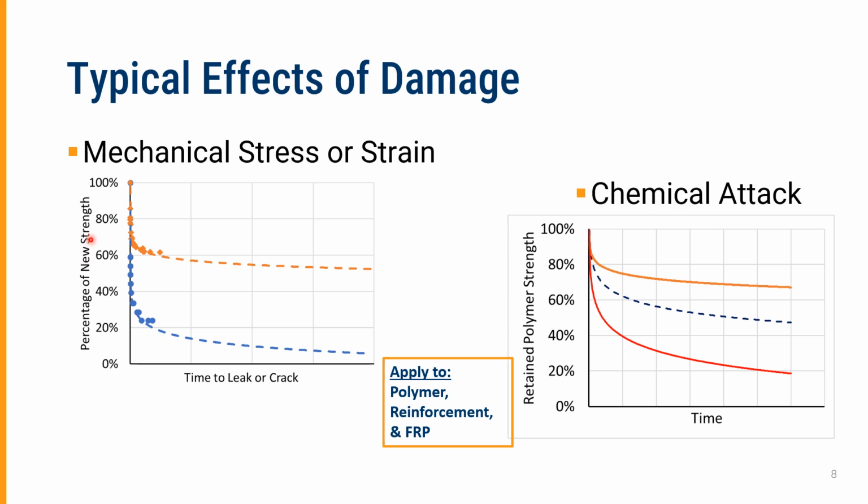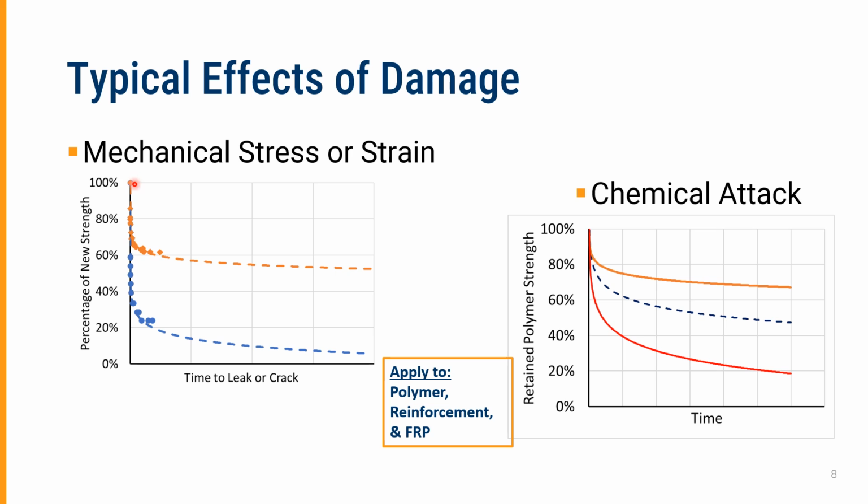You'll notice that we have listed here on the vertical axis the percentage of new strength. This way, the two different FRP structures are shown here with different new strength values, total new strength values. So I've normalized them to percentage.